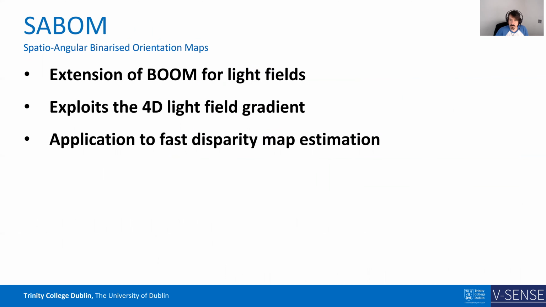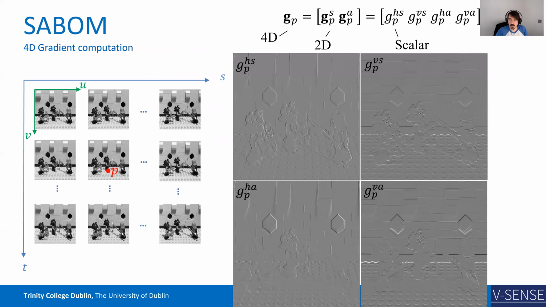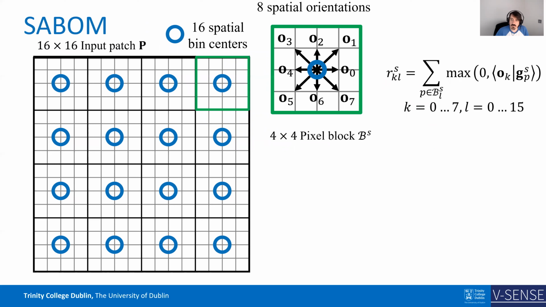So the proposed descriptor is an extension of the BOOM descriptor that we call Spatio-Angular Binarized Orientation Maps, or SABOM in short. And the main idea is to exploit the 2D angular gradient of the light field in addition to the 2D spatial gradient. And the first step is to compute the 4D light field gradient. And for that purpose, we independently compute the 2D spatial gradient and the 2D angular gradient using the Prewitt operator for both.